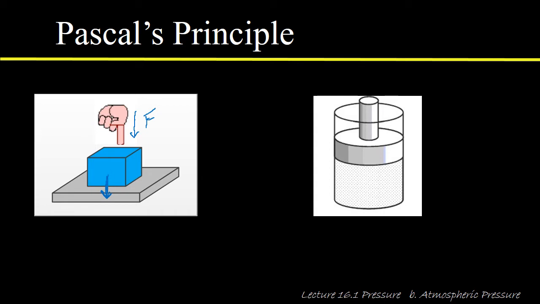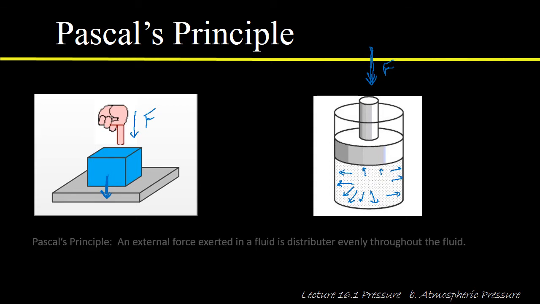If we have a gas contained in the cylinder and we subject this to a force, if we push down on this piston and apply a force to this, instead of just a downward force, what happens is the pressure that we exert is going to get extended out in all directions. Okay. And this is known as Pascal's principle, which says that an external force exerted on a liquid is distributed evenly throughout the fluid.